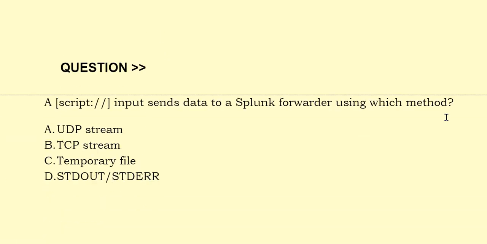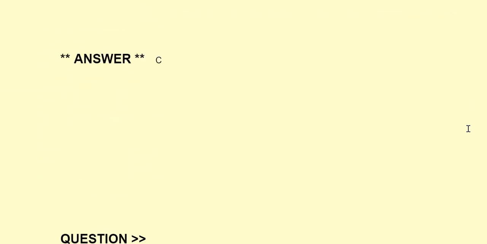Our next question is: a script input sends data to the Splunk forwarder using which method? Option A, UDP stream. Option B, TCP stream. Option C, temporary file. Option D, stderr. The correct answer is option C.